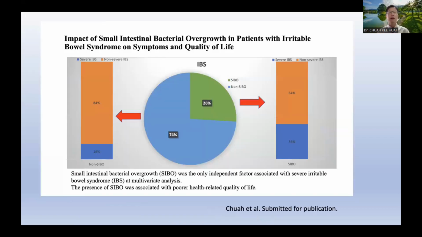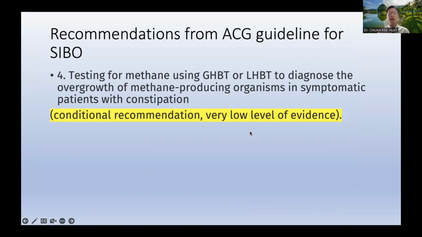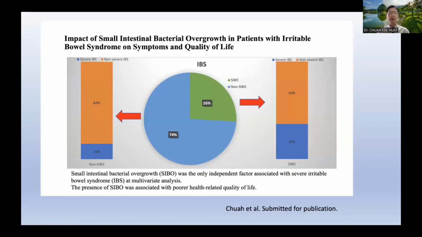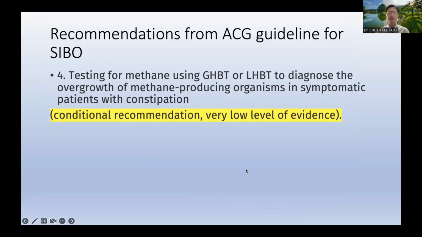In another one of our papers that was submitted for publication but not yet accepted, we found that IBS patients with SIBO are associated with more severe disease, 36%, compared to non-SIBO IBS, where only 16% of them have severe IBS. The severity was categorized using a questionnaire, the IBS Symptom Severity Scale. And the presence of SIBO was associated with poorer health-related quality of life.